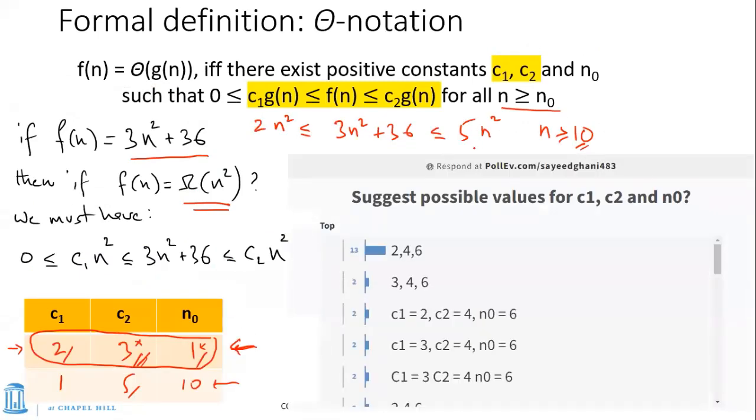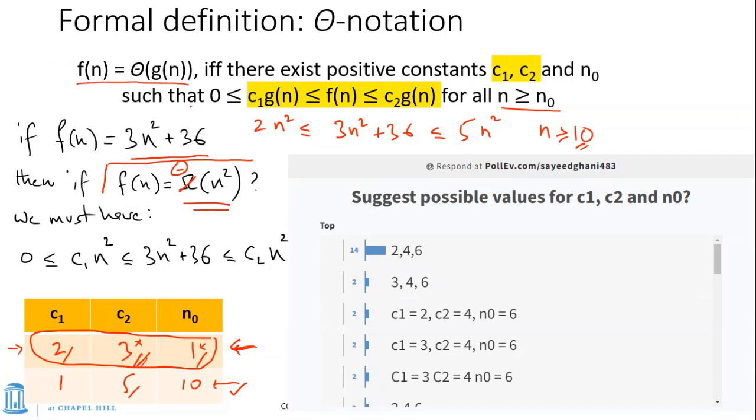Okay, so it's going to be 5n squared, where n is greater than 10. So you have 100. 500 is clearly going to be bigger than 3n squared plus 36. Okay, so this is correct. So you can see that for this particular expression, you can find C1, C2, and n naught which satisfy theta of n squared.